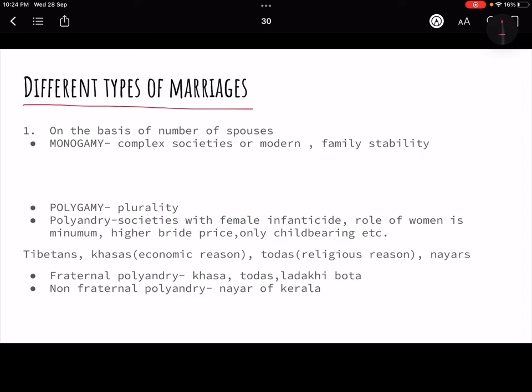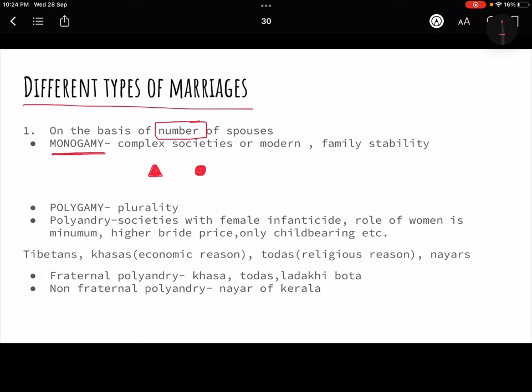So now let's start. We can define different kinds of marriages based on different parameters. The first we are taking is number. Number means how many spouses, right? So monogamy: mono means one, gamy means marriage, that means one partner. Let us suppose that this is a man, okay, and let me color it properly, and this is a female.